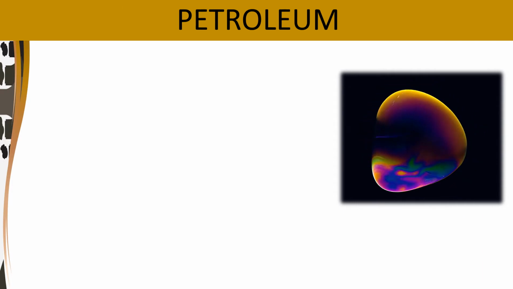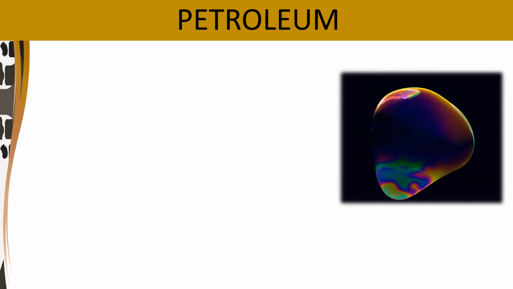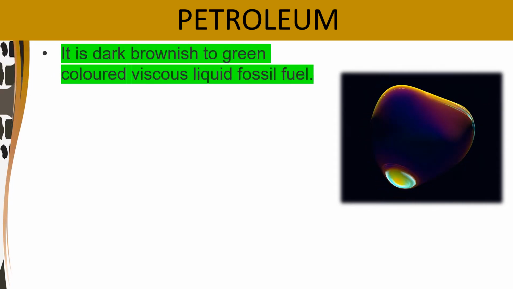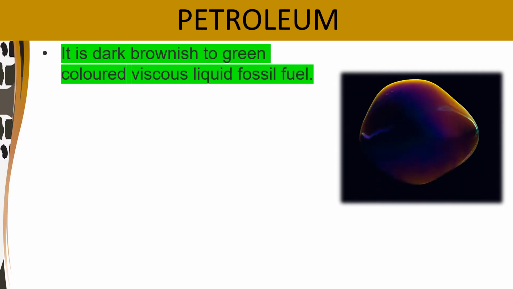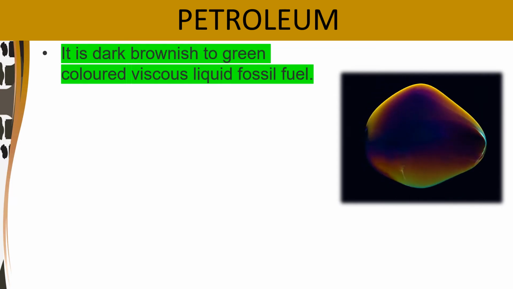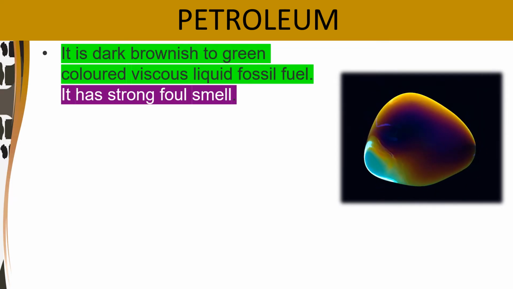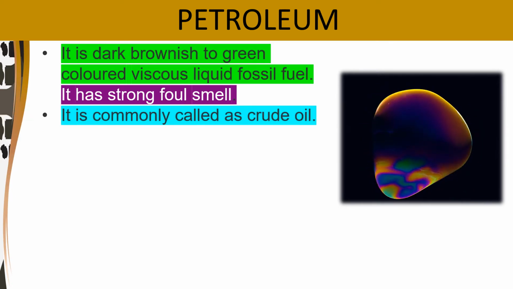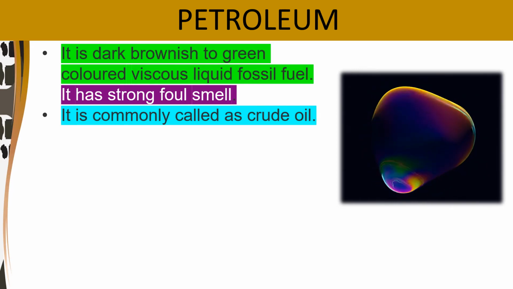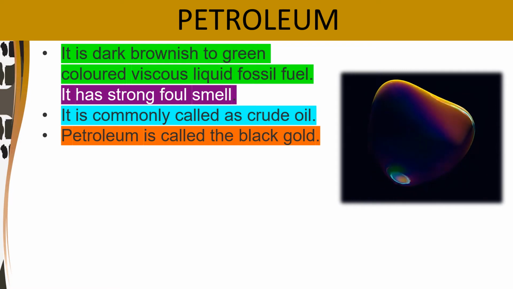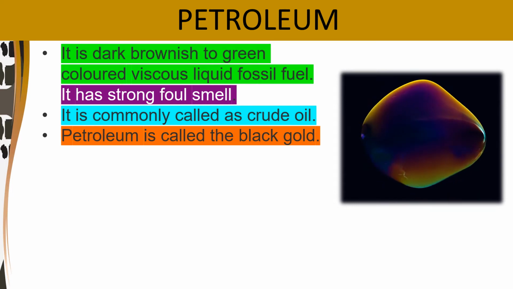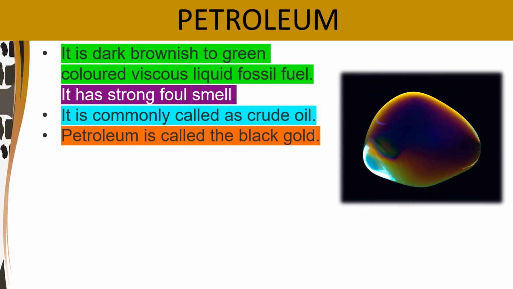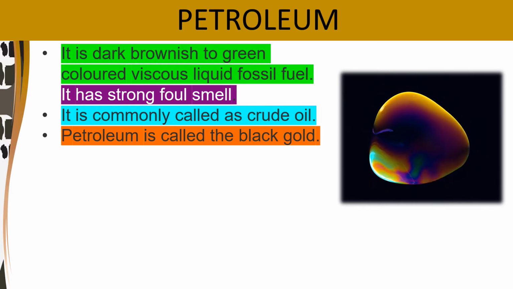And what is this petroleum? This petroleum is actually a dark colored, thick crude oil which is found below the ground in certain areas, and it is also called liquid fossil fuel, and it has a very strong foul smell which is quite disturbing, and it is commonly also called crude oil, and petroleum is generally called black gold because of its high economic value.